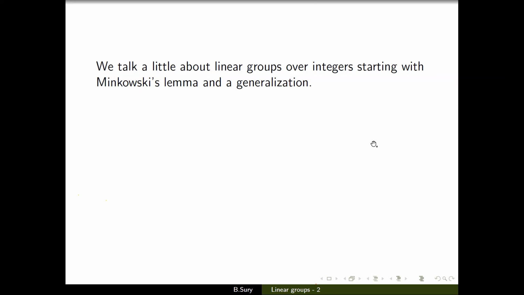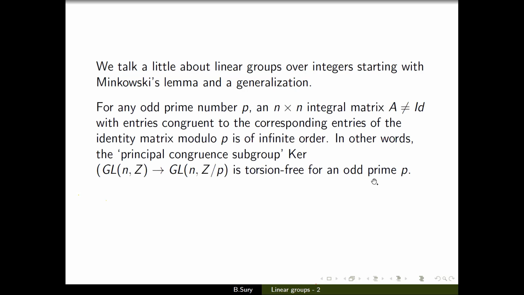We start with something called Minkowski's lemma, Hermann Minkowski. So here is this lemma. For any odd prime number P and any matrix, I should have said here, any matrix whose determinant is plus or minus 1. So I'm looking at a matrix in GL_n(Z). Any matrix with integer entries and determinant plus or minus 1 forms a group called GL_n(Z). The inverse is also an integer matrix with determinant plus or minus 1.